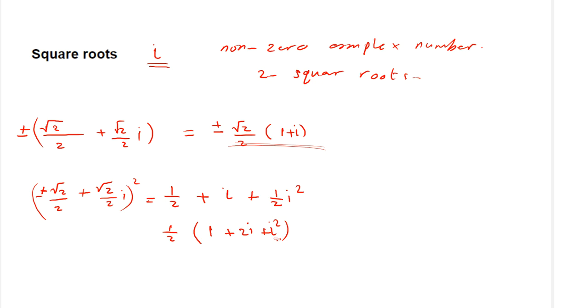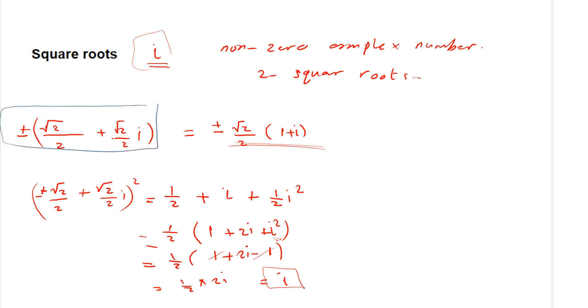As you know, i squared is equal to -1. So 1 plus 2i minus 1, multiplied with half. And 1 minus 1 cancels, so this is 2i multiplied with half, which equals i. That's what we wanted to prove, that this is the square root of i. So the square roots of i are plus or minus the square root of 2 over 2 plus the square root of 2 over 2 i.